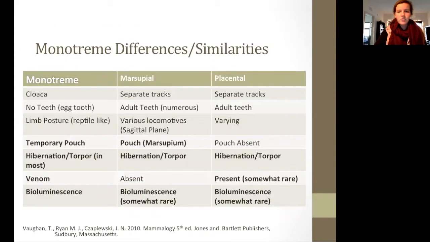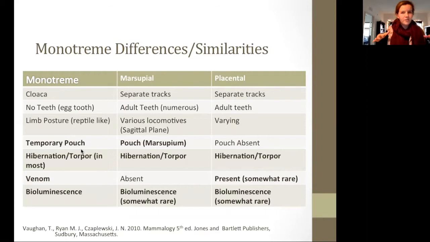So talking about those differences, the first one I want to mention is the cloaca. Monotreme means one opening, so that allows for defecation and urination from the same tract. However, this is different in marsupials and placentals. Monotremes also do not have adult teeth. They do have an egg tooth for hatching, but they do not develop adult teeth.